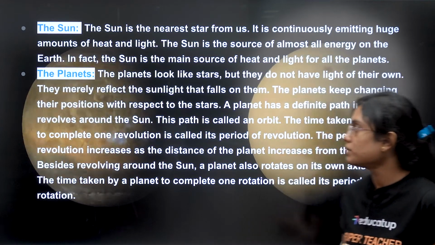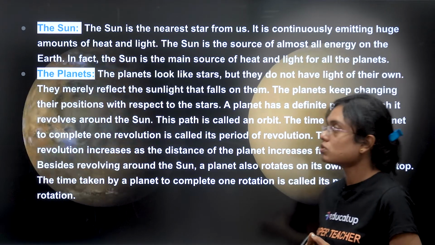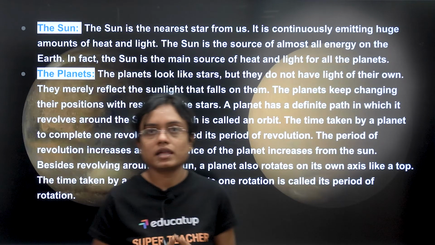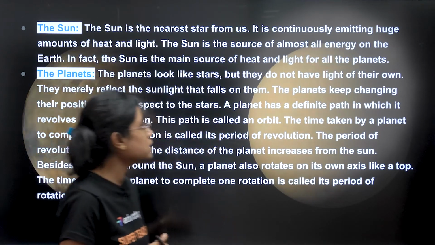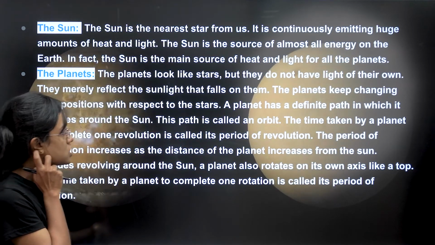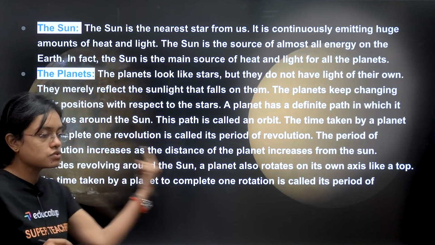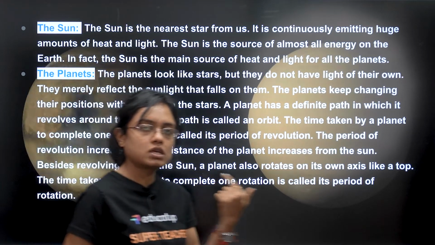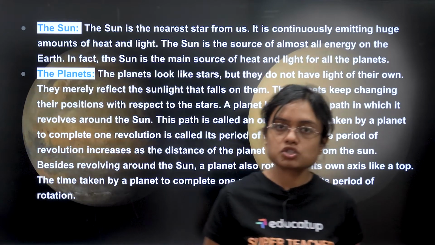Now, if we talk about the planets, planets look like stars, but they do not have their own light. They always reflect the light of the sun. Other than that, planets keep changing their positions with respect to stars. Planets revolve in a definite path around the sun and they are held by the gravitational force of the sun.